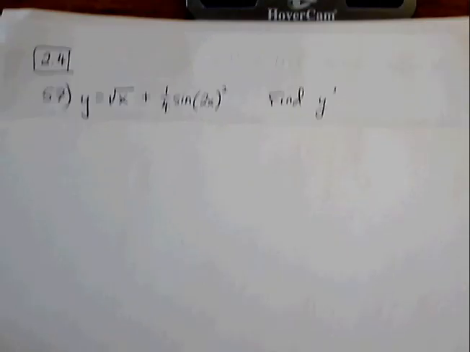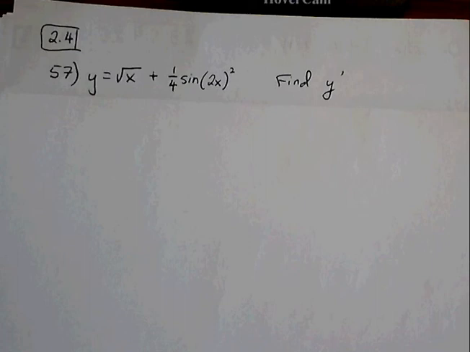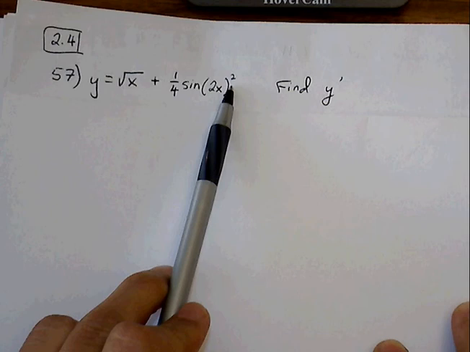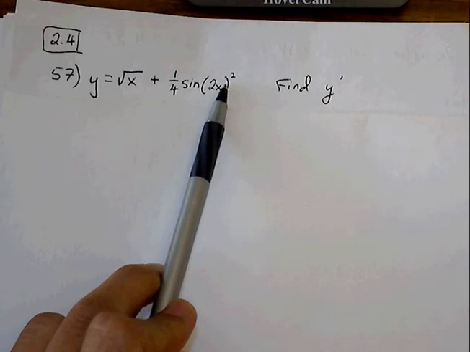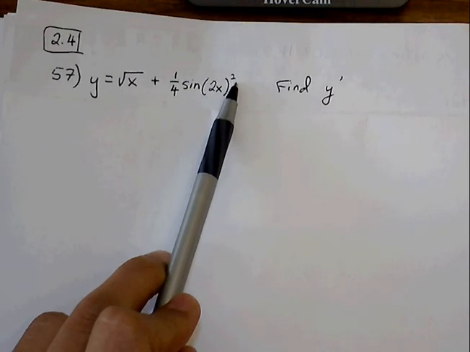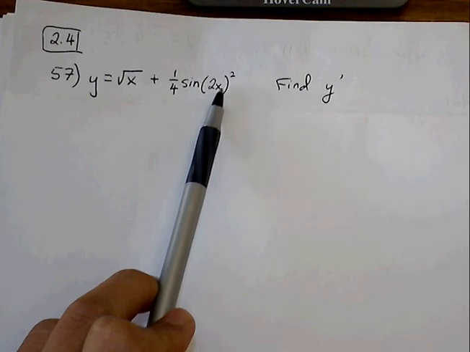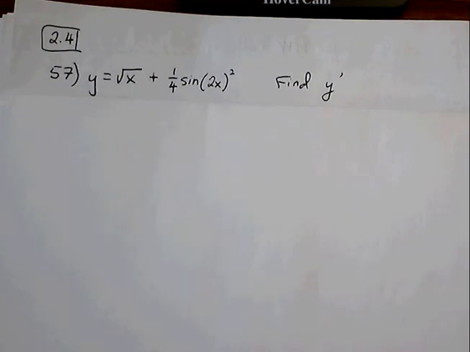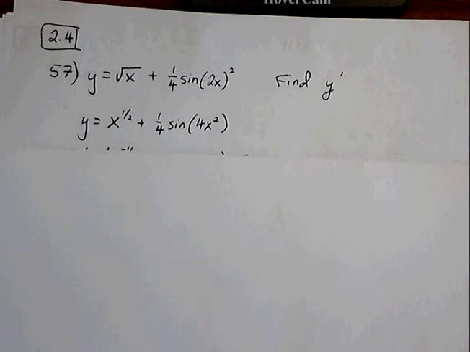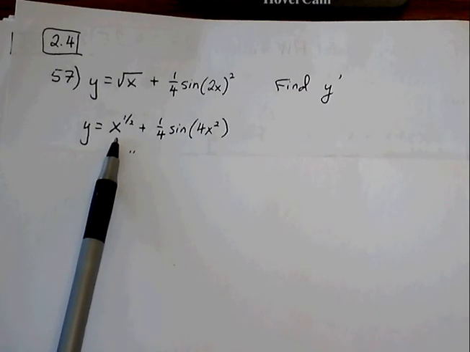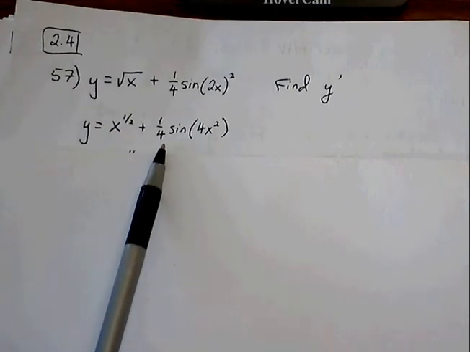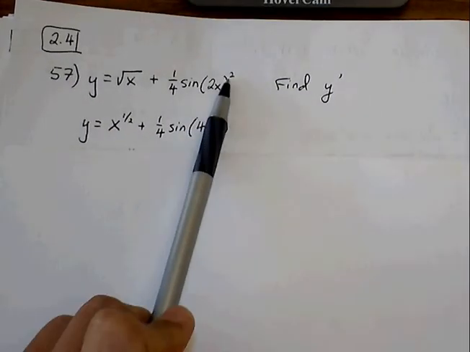Okay, this is number 57 from section 2.4. Okay, so we want to find the derivative here. Now this exponent is only affecting the 2x. Okay? It's not affecting the entire sine function. So what I'm going to go ahead and do is distribute this 2 through, so we can get rid of one more layer of having to deal with that exponent out there. So I'm going to make it x to the 1/2, okay, convert it to a rational exponent, so that I can be in a position to find the derivative. 1/4 sine of 4x squared. I just distributed the exponent through.